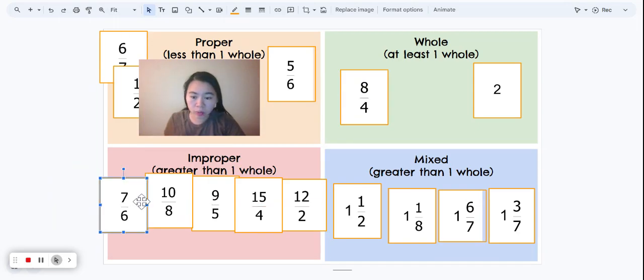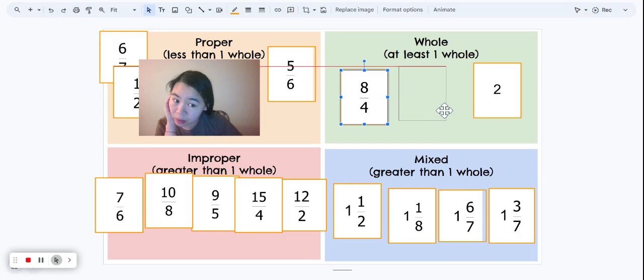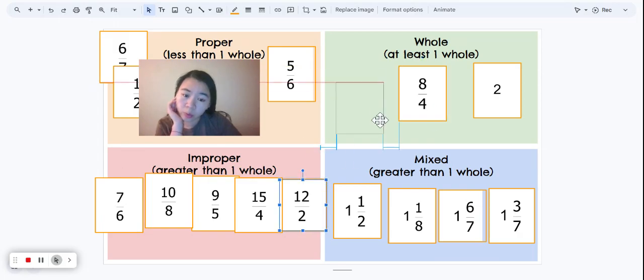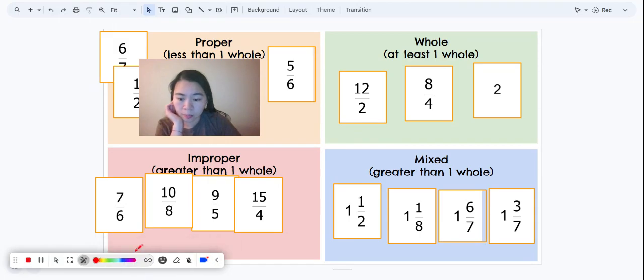So let's go and put that over there. 10 divided by 8, 9 divided by 5, 15 divided by 4, 12 divided by 2. This is another one that we could divide. 12 divided by 2 equals 6. Okay? So think about those improper fractions as division. So I'm just going to write this here. Right? 12 halves doesn't seem like a very big number, but that's a very large number.